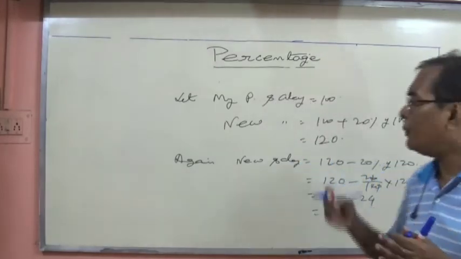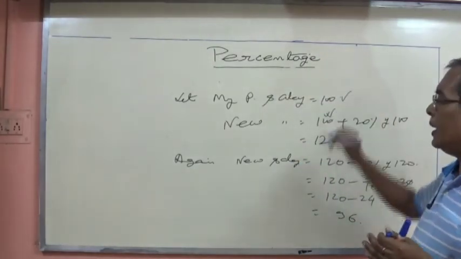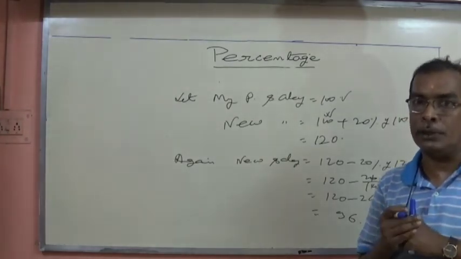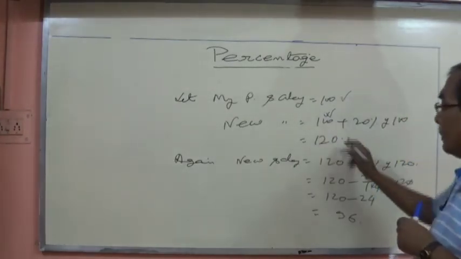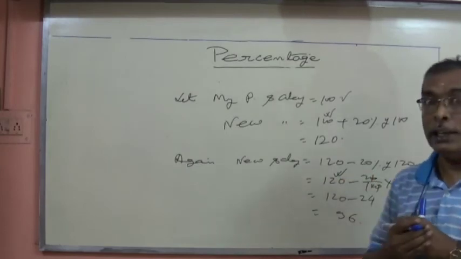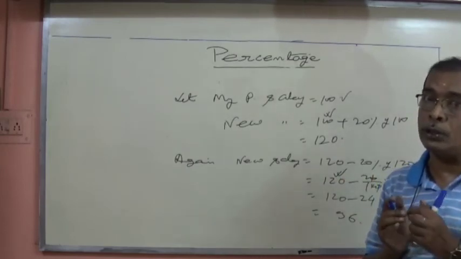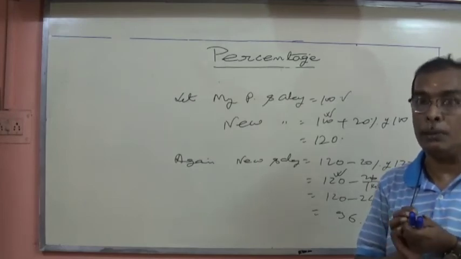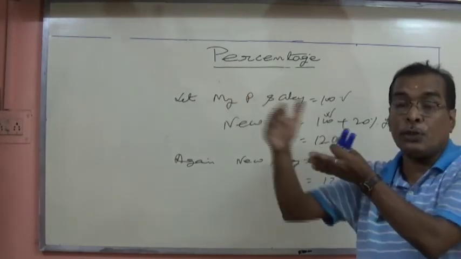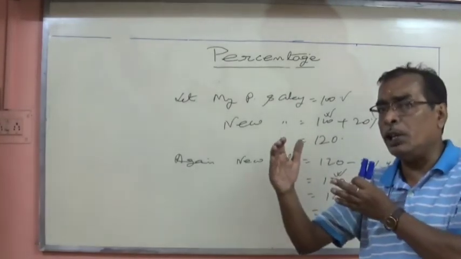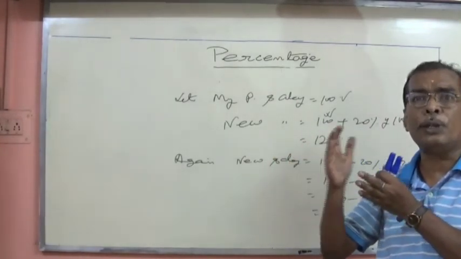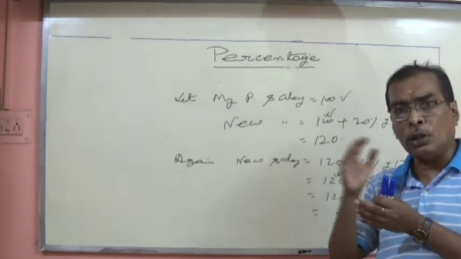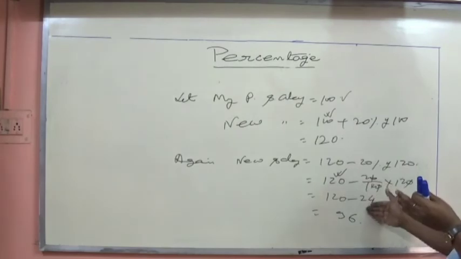Why is it happening? Because in the first case, the base was 100. Out of 100, he calculated 20%. In the second case, the base was 120, and he took the calculation out of 120. Definitely 20% of 120 will be more than 20% of 100. So the rupees that were increased are not the rupees that were decreased here. If we consider the percentage, it will be a different thing.